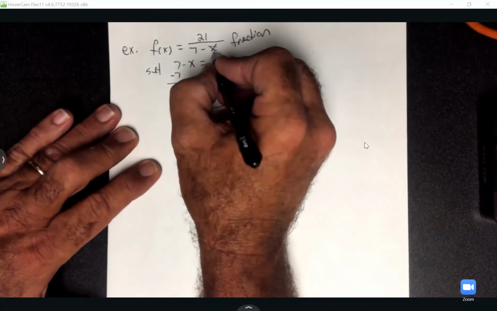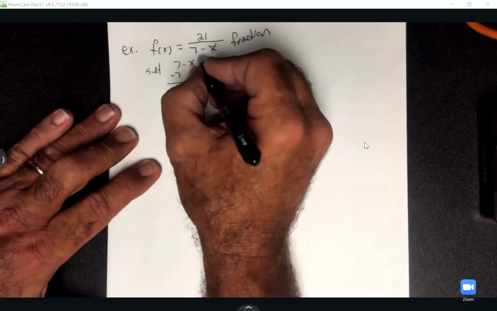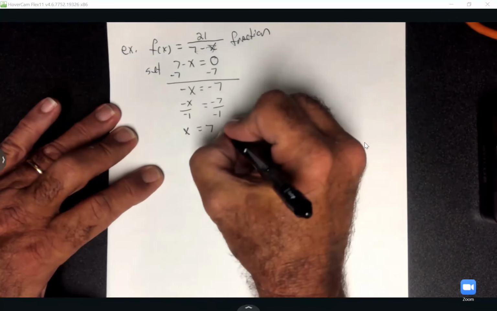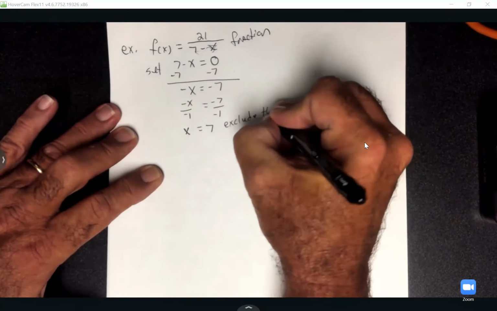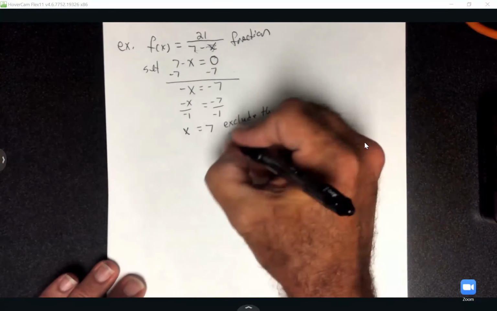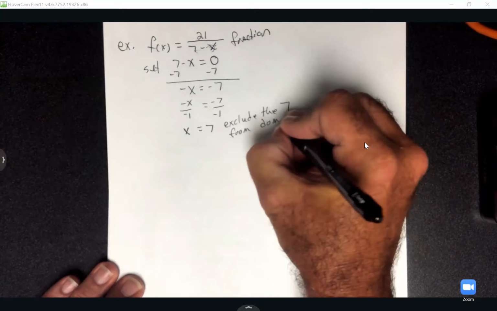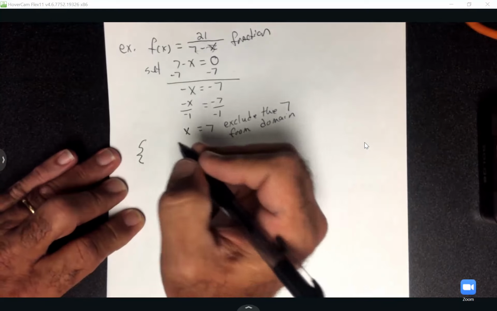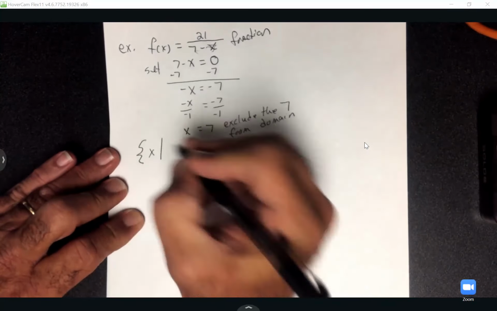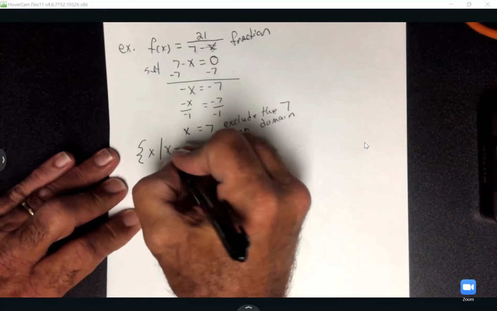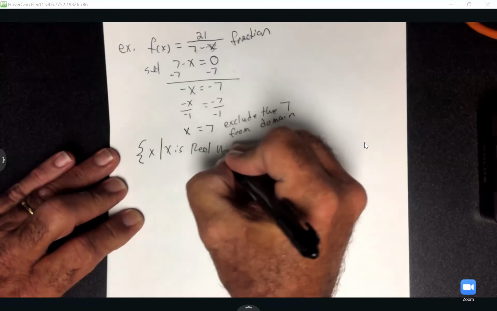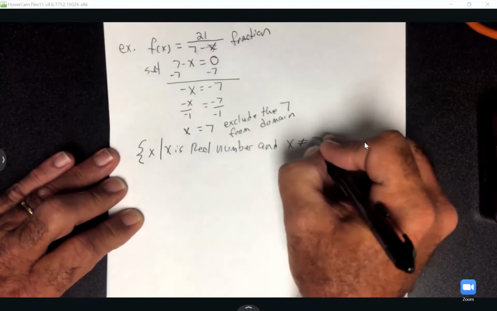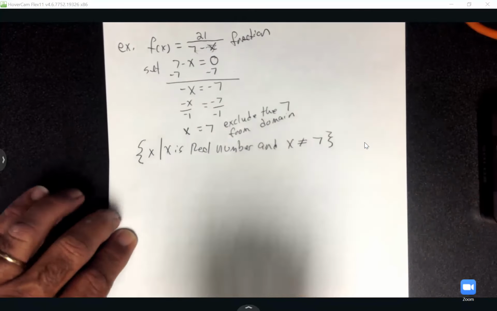So if I put a 7 in for that x, 7 minus 7 makes that 0, which makes it undefined. So we have to exclude the 7 from the domain. All right, so remember we would get our set notation. Our variable is x such that x is a real number and x cannot equal a positive 7.